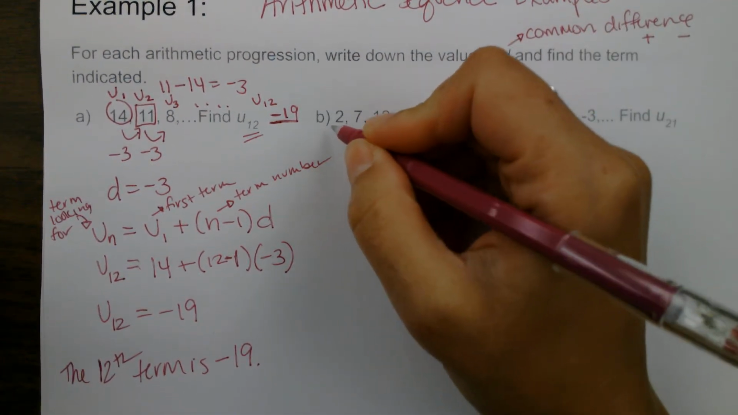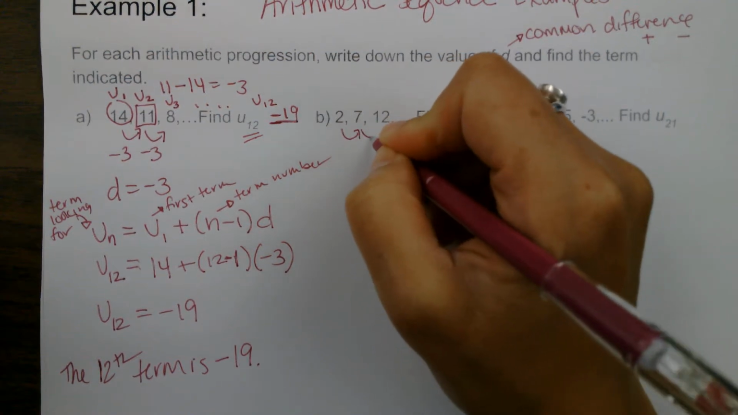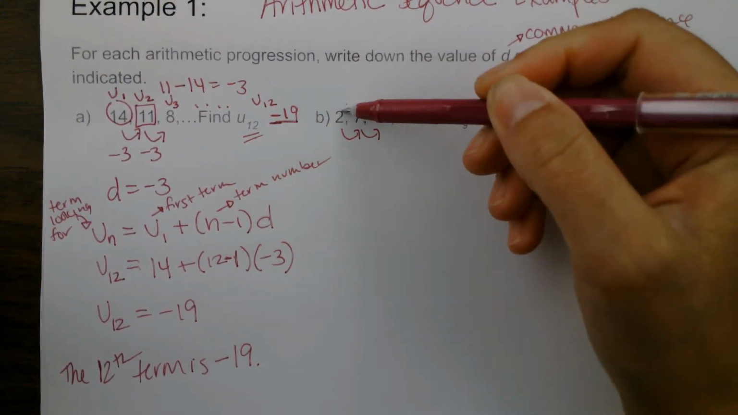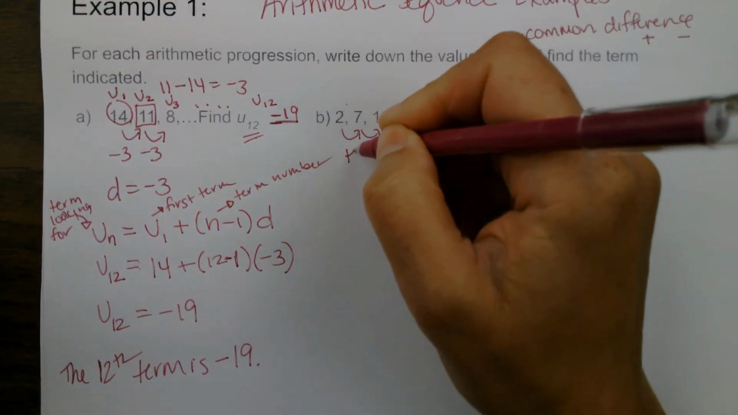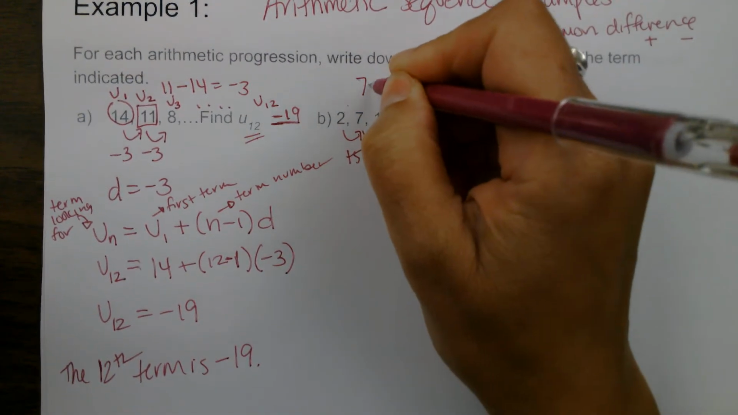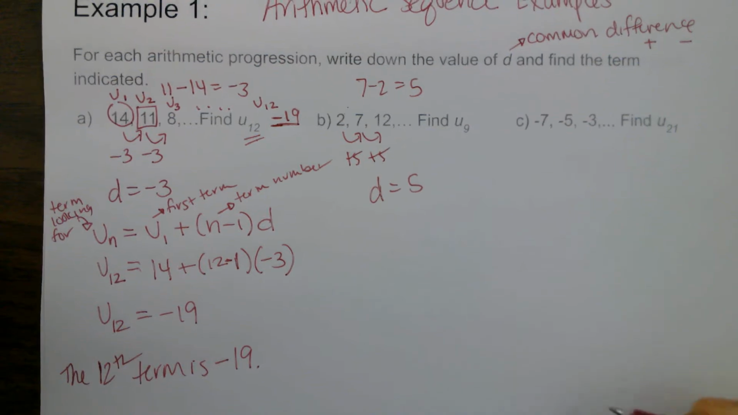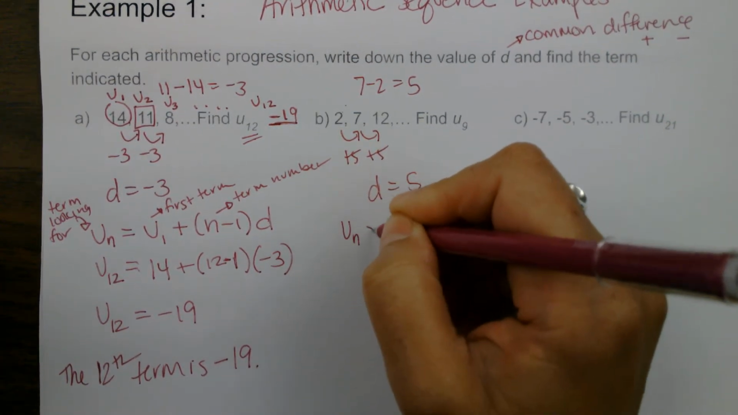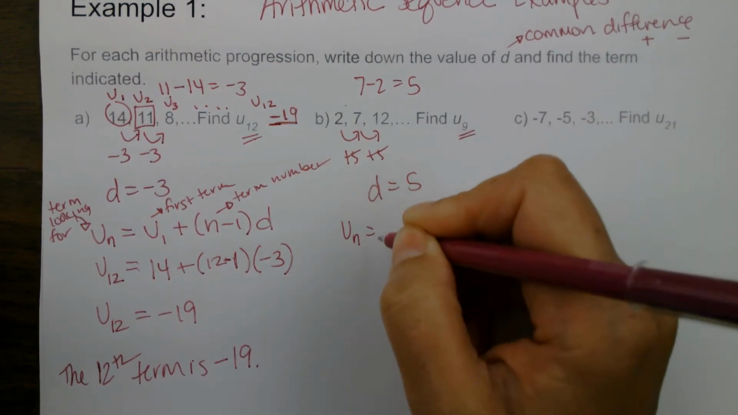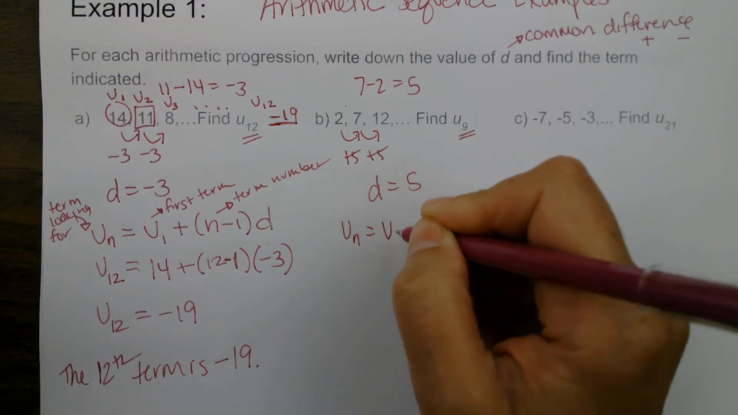Hopefully you try this. Okay, part B, what we're going to be doing here, we're looking at the sequence 2, 7, 12. I see that we're increasing by 5. You could do 7 minus 2, which is an increase of 5, so that is your common difference. We need to use a general form. We need to find u sub 9, so the 9th term, what would that be?